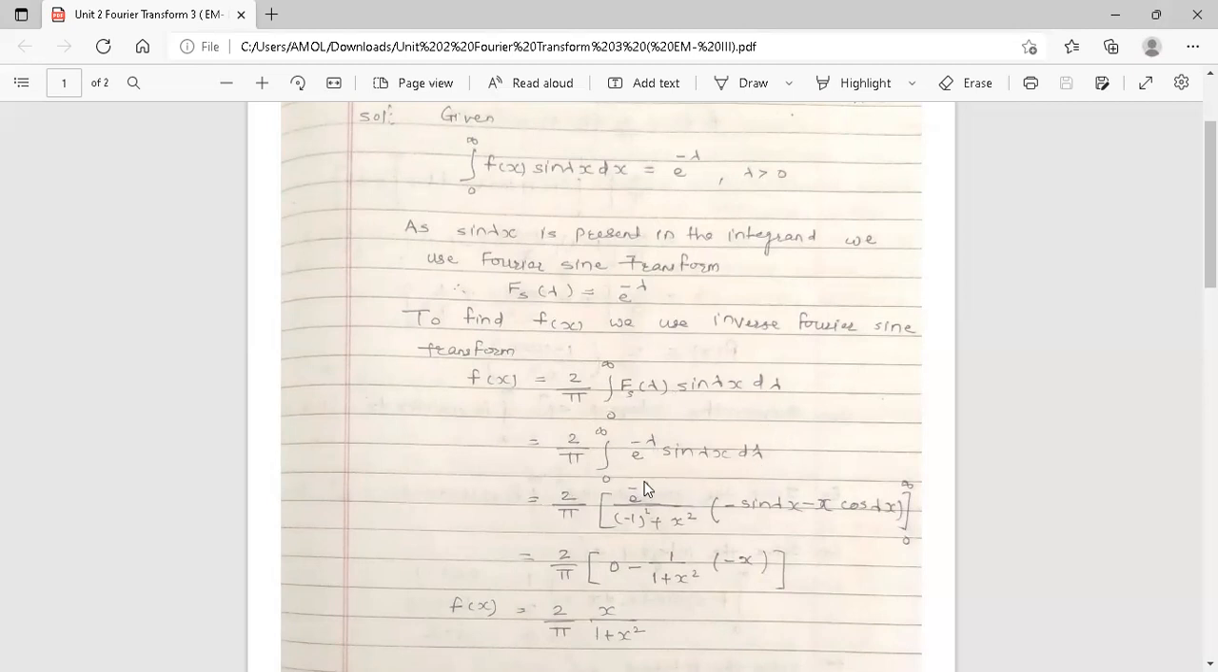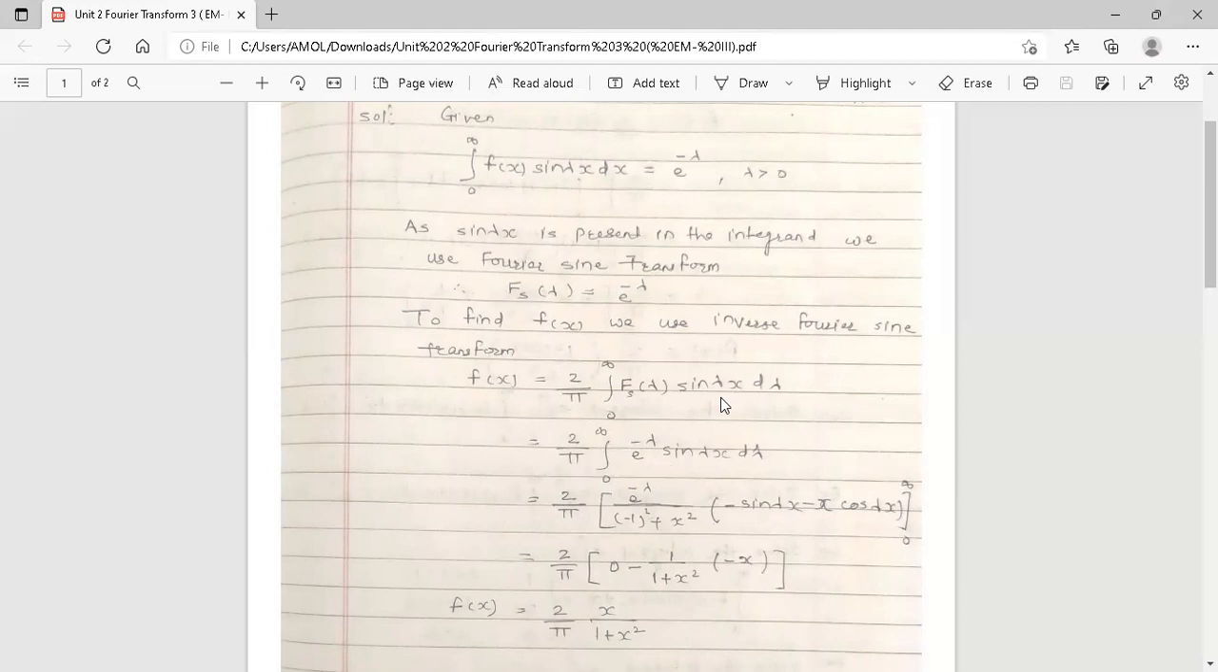Now how to solve this integration? Integration over 0 to infinity e raised to minus lambda into sine lambda x d lambda. Here there is a product of two functions, but we cannot use the u into v rule, that is integration by parts, because one of the functions is an exponential function and we can differentiate it n times, so its derivative is not vanishing. Similarly, the second function is a sine function, and we can differentiate this function also n times. Its derivative is not vanishing. So derivative is not vanishing for either function, and we cannot use the u into v rule to solve this integration.